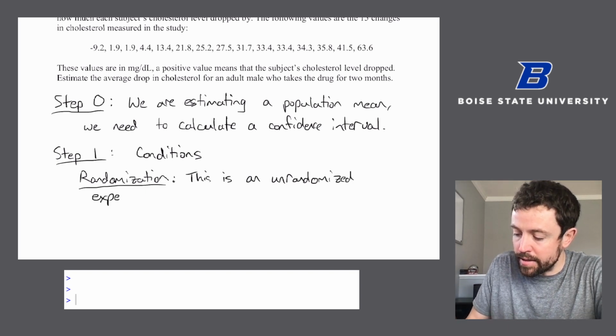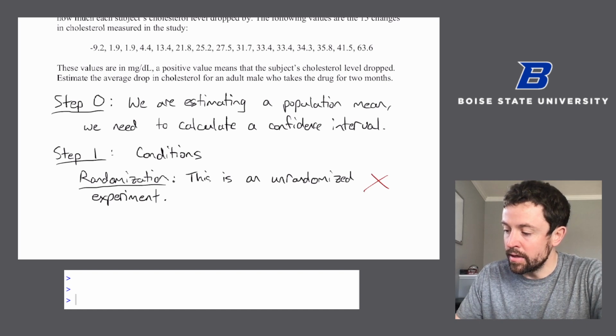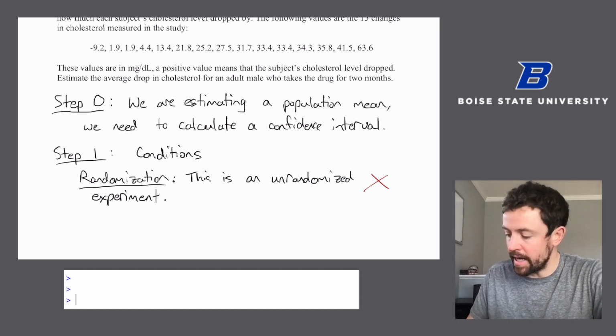And this will sometimes happen. It doesn't stop us from doing the whole problem. We'll address it in the conclusion. So I'm going to put a red X next to this, just reminding myself that the condition was not satisfied.